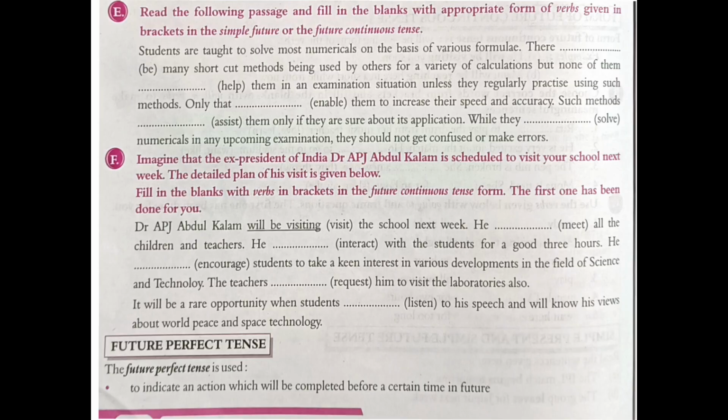So what you need to do, you need to use will be or shall be plus verb plus ing form. Okay. So here what will be? Very easy. He will be meeting. Okay. Will be, change the meet into meeting. Will be meeting all the children and teachers. He will be interacting.